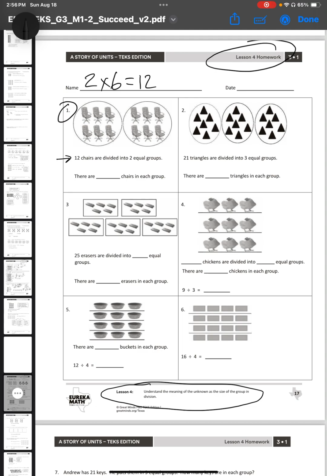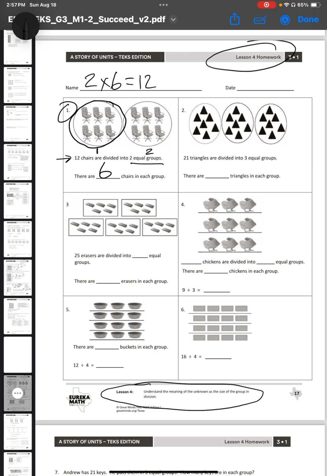When we come down here to the first sentence they've written, it says 12 chairs are divided into 2 equal groups. Divided just means partitioned out evenly. Right now, all the division we do is even division. We have no remainders or leftovers. Everything has to be in equal groups. 12 chairs are divided into 2 equal groups, and we can see that. Here's group 1, here's group 2. There are a total of 12 chairs. This is going to ask, there are blank chairs in each group. So how many chairs are in each group? We can look at it and see that there are 6 chairs in each group.